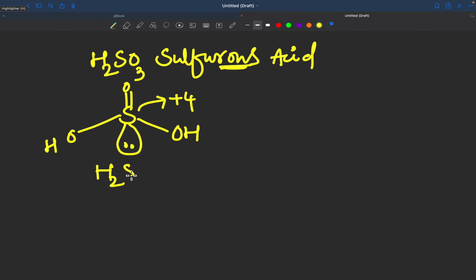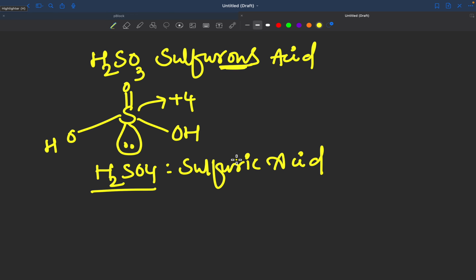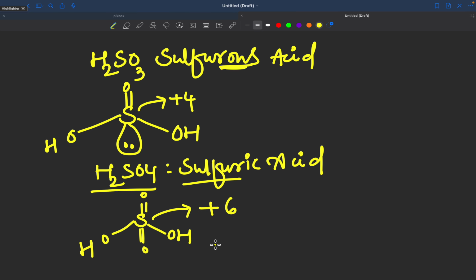Next one, H2SO4. This is sulfuric acid. Here the lone pair is occupied by a double bonded oxygen. So you have one sulfur connected to two double bonded oxygens, and one OH and another OH. One lone pair becomes a double bonded oxygen. This is known as sulfuric acid, and sulfur's oxidation number is +6 here, right? So that's why it ends with IC: sulfurous, sulfuric.